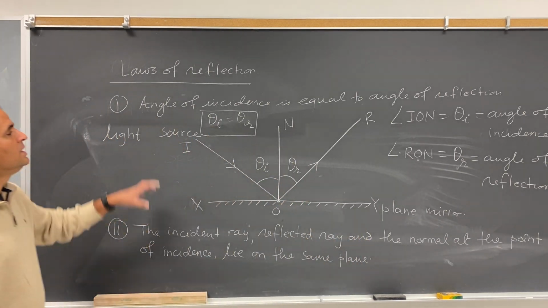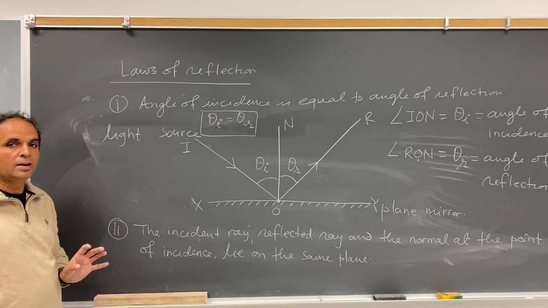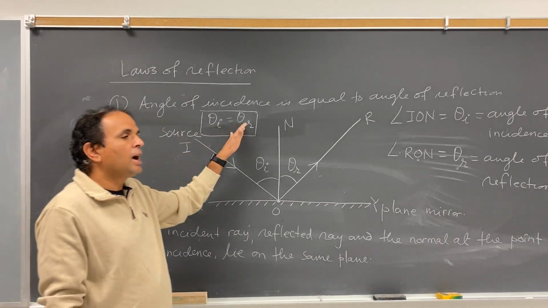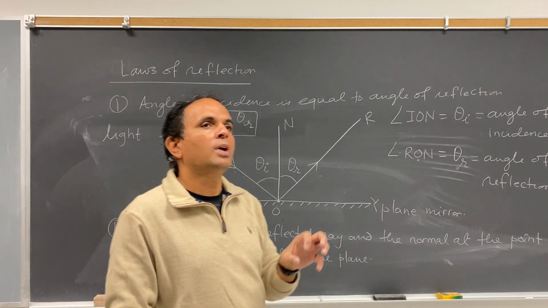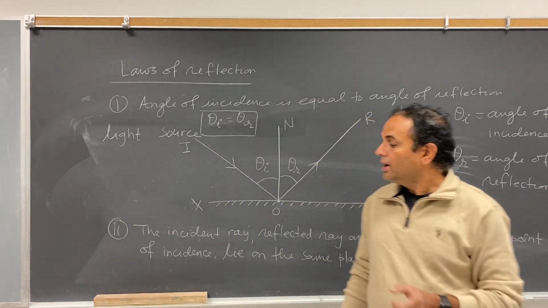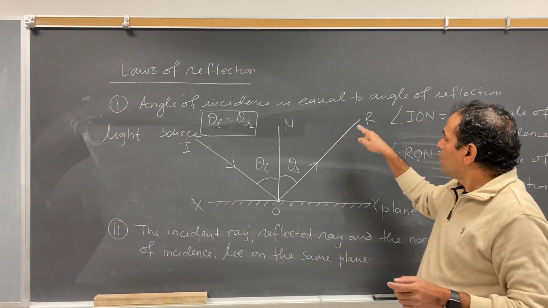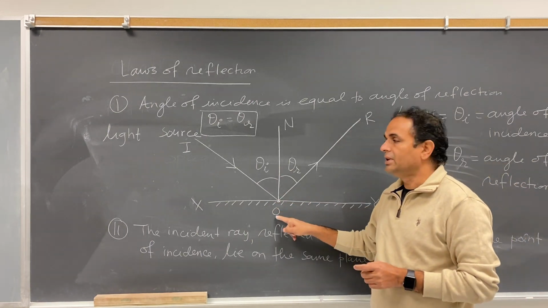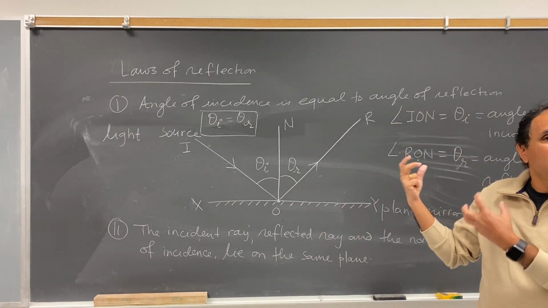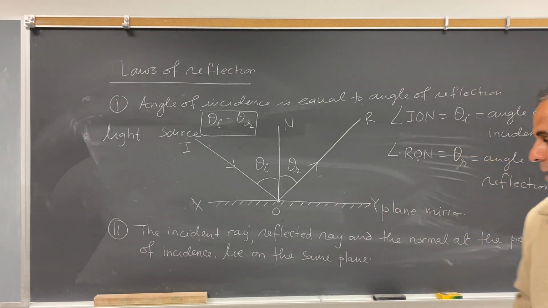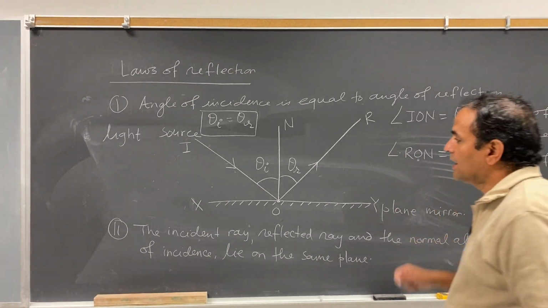Okay, so these are the two laws of reflection. Again, number one, theta I equals theta R, or simply angle of incidence equals angle of reflection. And number two, the incident ray IO, reflected ray OR, and the normal at the point of incidence ON, all those three lines lie on the same plane. This is the second law.